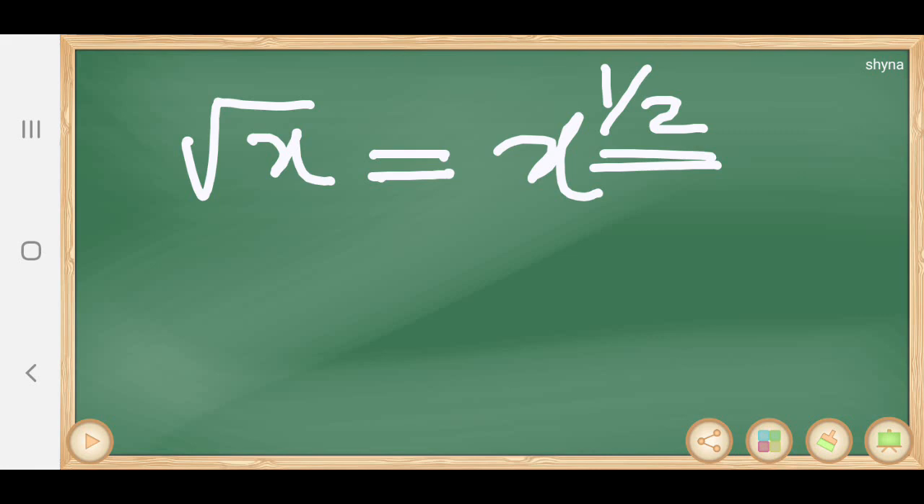If x raised to 1 by 2 is not a polynomial, then root x is not a polynomial. The question asked to write examples of algebraic expressions that are not polynomials, you can write root x or root y. Any variables you can use. Dear children, I think all of you understood what is a polynomial, and you can easily write the examples of polynomials and algebraic expressions which are not polynomials.